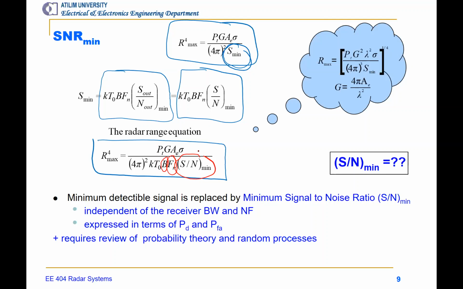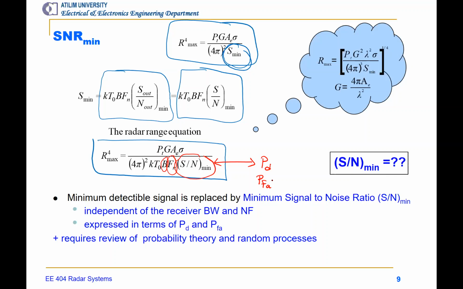Next, we'll see how we relate this minimum SNR with two new parameters. These are probability of detection and probability of false alarm.